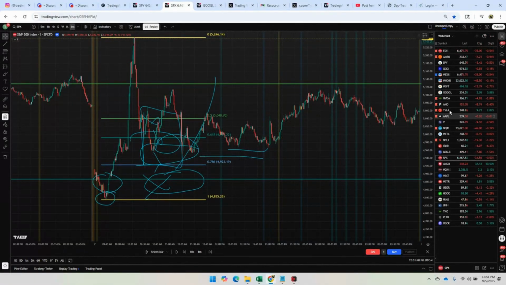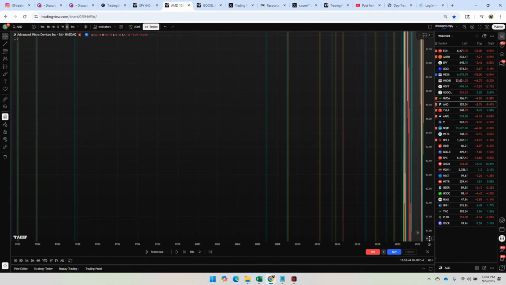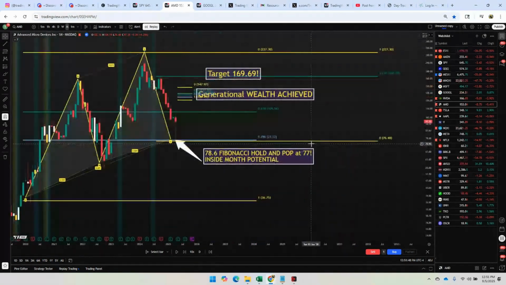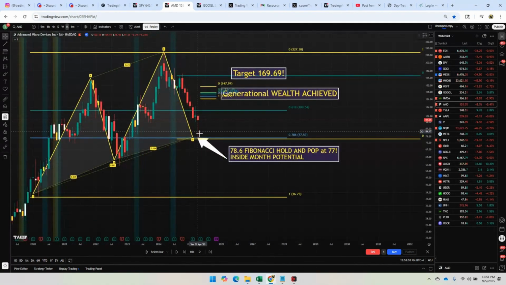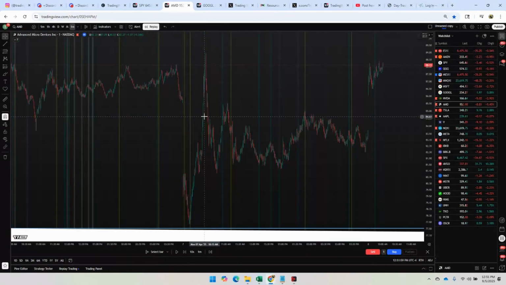Okay, so let's actually go to AMD. So this is one that I did on AMD, and we're gonna go to the monthly chart. So again, higher time frame on AMD, right? So this is the monthly. This $77.53 is an ABCD pattern. It's an advanced Fibonacci. I could teach you guys that in another video. But anyways, what we're going to do here, guys, is you're going to see.